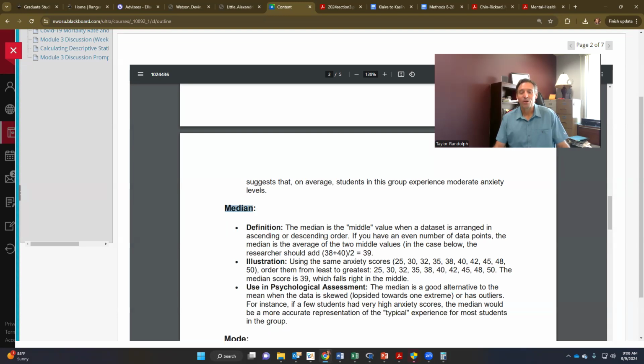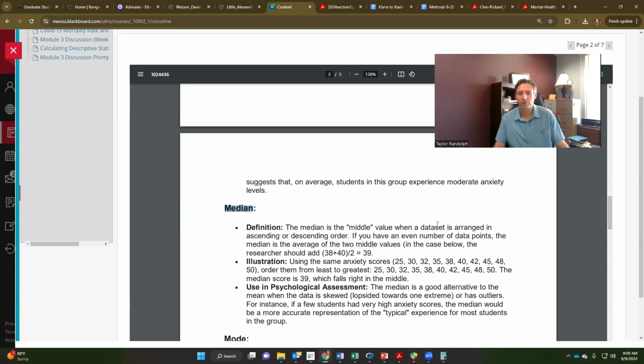The median is the middlemost value. The middle value is the number that falls directly in the middle, and it should be a whole number. If it's not a whole number, you're not coming up with the median. We'll talk about the median a little bit more here in just a moment.